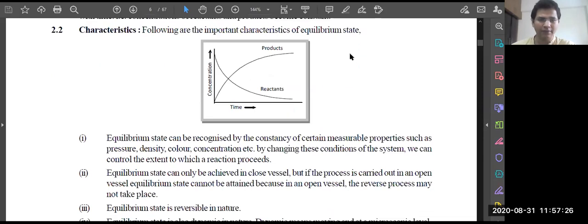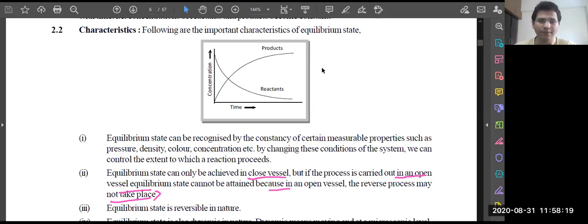Now just think about this. If we have an open container, and if some product escapes, then is it possible to achieve equilibrium? No, right? This is basic common sense. So I can say that equilibrium can only be achieved in a closed vessel. Because if it is carried out in an open vessel, then the reverse process will not take place because some component can escape. Okay, right, everyone?